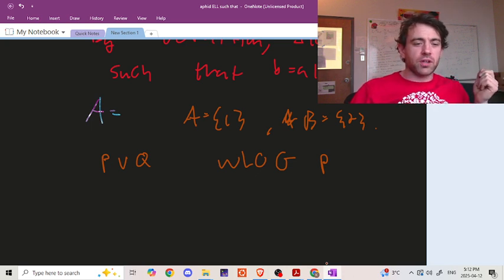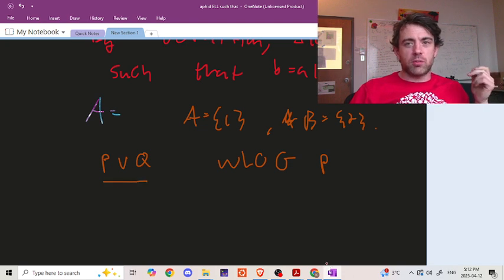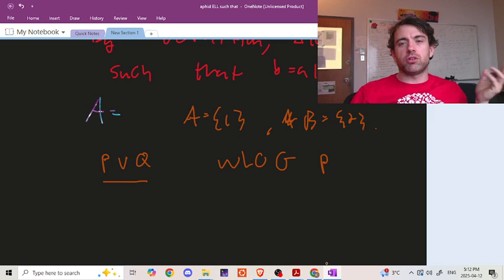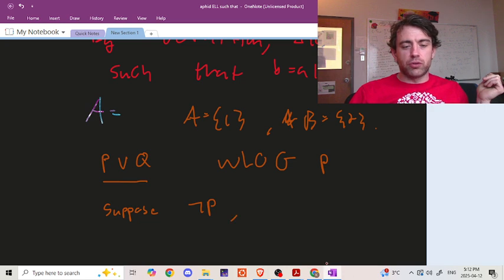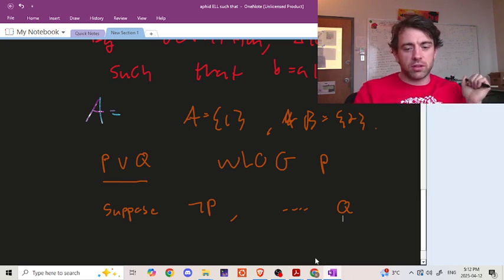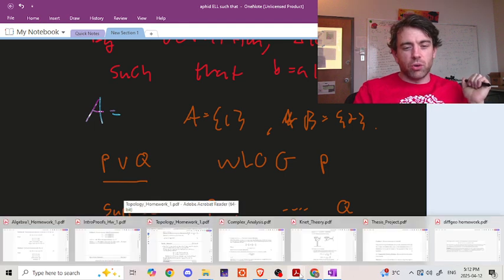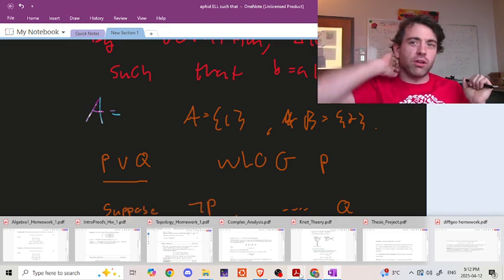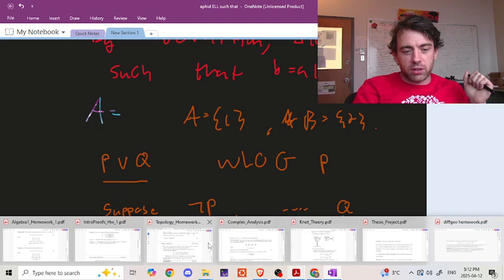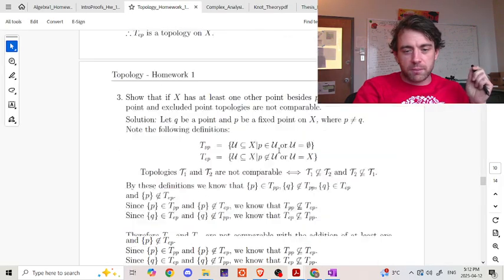If you have an or statement, or maybe you're trying to prove an or statement, you can suppose not P, and then prove that Q follows, and that's enough to prove the or statement. And so yeah, off the top of my head, I don't know what a good without loss of generality example is, but I wouldn't use it for an or statement like that.